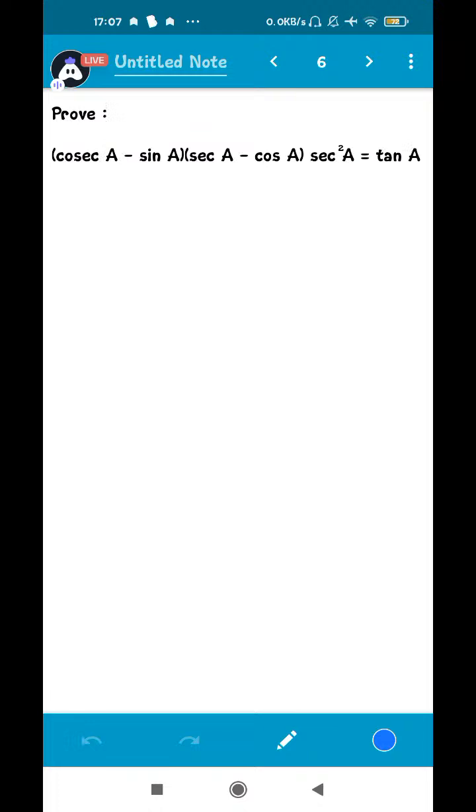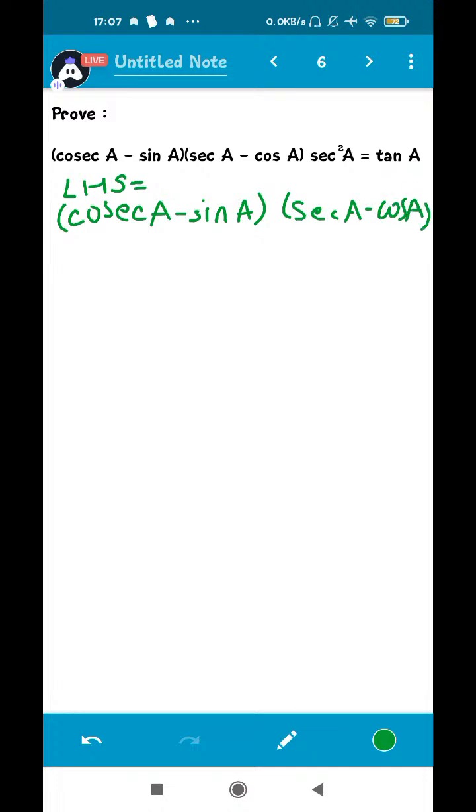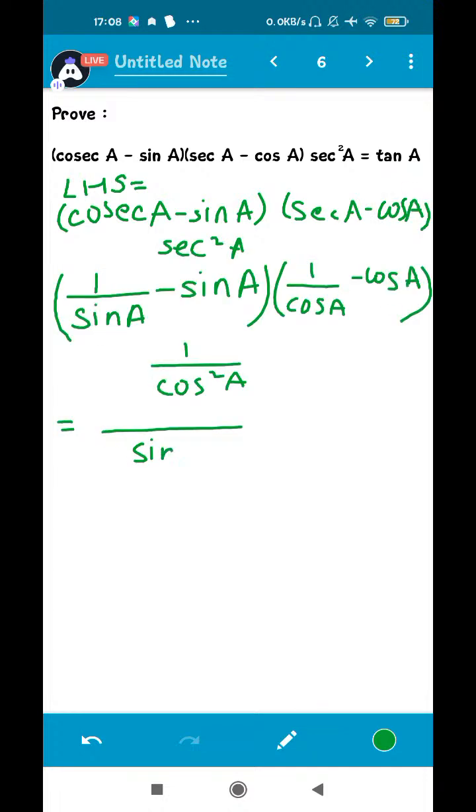Let's do another question. Over here also we have to prove. As we see now, in the left hand side the expression looks a little more complicated, so we will begin with the left hand side and then we will eventually prove the right hand side. So in LHS we have cosec A minus sin A into sec A minus cos A. In the first bracket we will have sin A in the denominator, and 1 minus sin square A in the numerator.